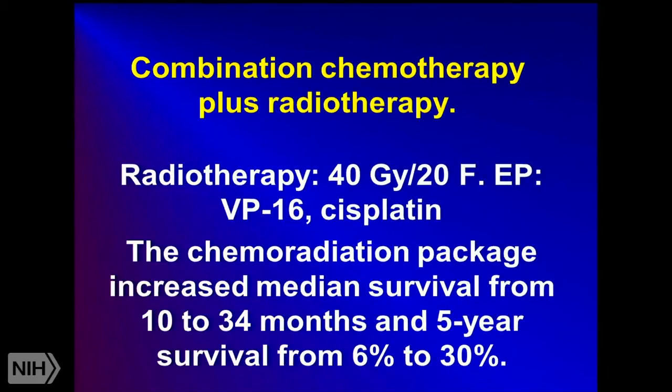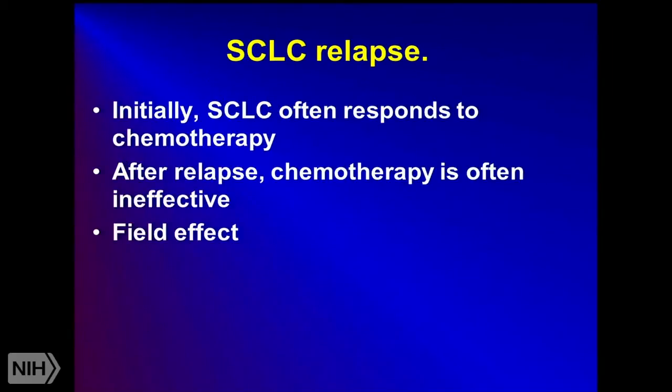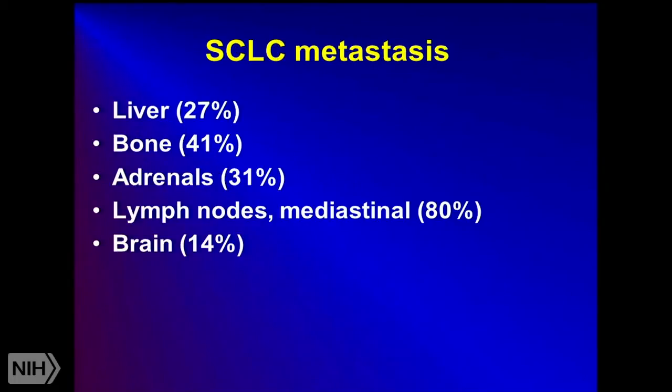So the best thing, though, is to combine radiotherapy with the chemotherapy, and the survival then increases from 10 up to 34 months. But then there's often relapse as the second clone grows out, and after relapse, the chemotherapy is often ineffective. And the small cell lung cancer undergoes metastasis to various organs, such as the liver, the bone, the lymph nodes, and when the metastasis goes to the brain, the patient just has a few weeks to live.